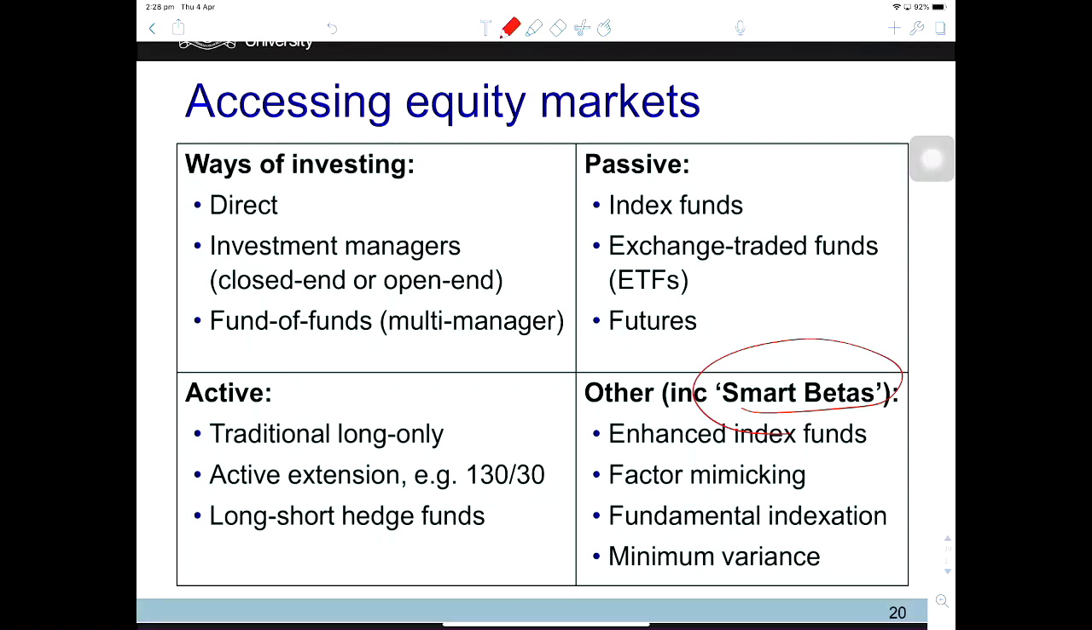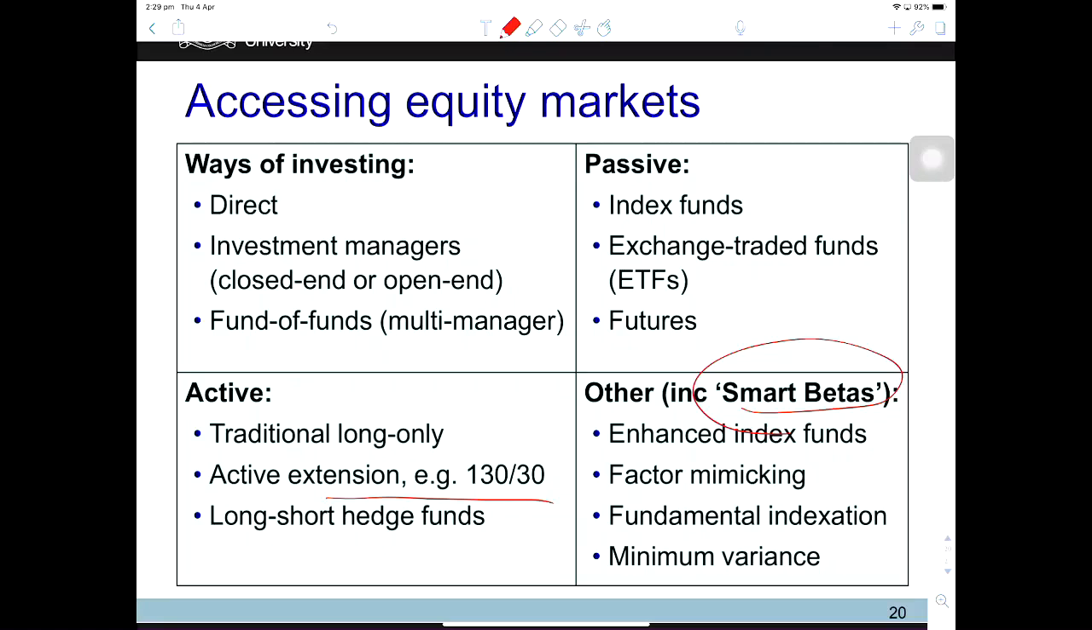You might name a lot of these different smart beta indexation technology techniques to try to beat the market. And also with the actively managed equity portfolios, a lot of managers might use leverage. For instance, with this active extension, you might raise $100 million from investors, and you enter into $130 million of long position and $30 million of short position.